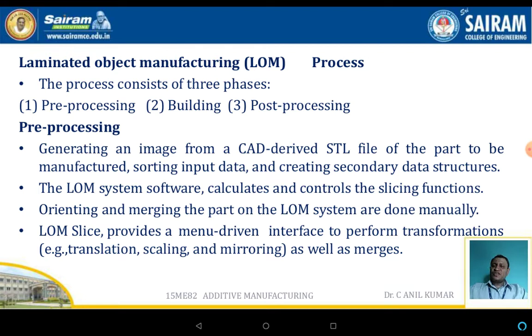The laminated object manufacturing process consists of three phases. The first phase is the pre-processing phase. The second one is the building phase. The third one is the post-processing phase. Now the first one is the pre-processing phase. The pre-processing phase is generating the CAD drawings, which are converted into STL files, and that file is fed into the system where the manufacturing is done.